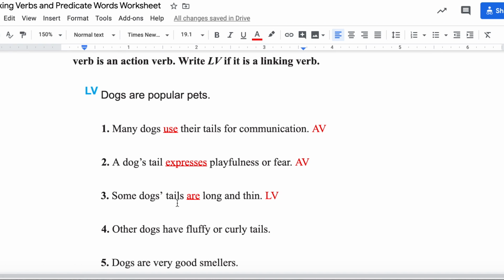Okay, let's do one more together. Other dogs have fluffy or curly tails. Okay, go ahead, identify the subject and the verb and what you think the verb is. This time I'm going to pretend like you're doing it on your own, okay? Pretend that we're in class and I'm like, okay, try number 4 on your own, and then I'm going to go over the answer. We're going to go over it together. So go ahead, take a moment, pause this video, go ahead and put in your answers, and then press play once you have your answers down.